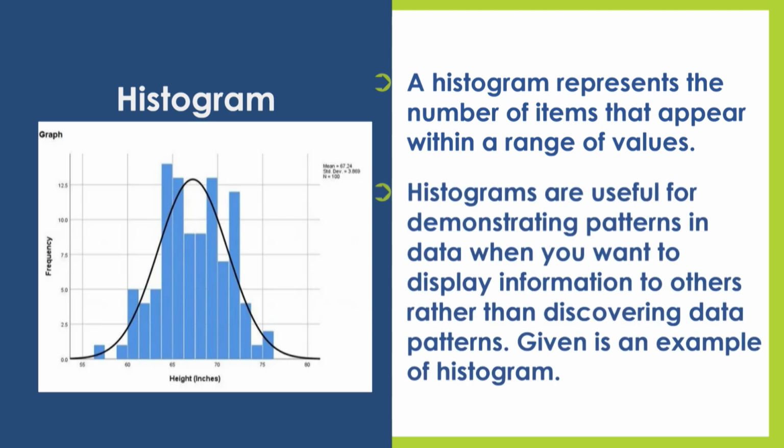Histogram. A histogram represents the number of items that appear within the range of values. Histograms are useful for demonstrating patterns in data when you want to display information to others rather than discovering data patterns. Given is an example of a histogram. Here the histogram shows the normal curve. It means that the particular variable, height, follows a normal distribution.